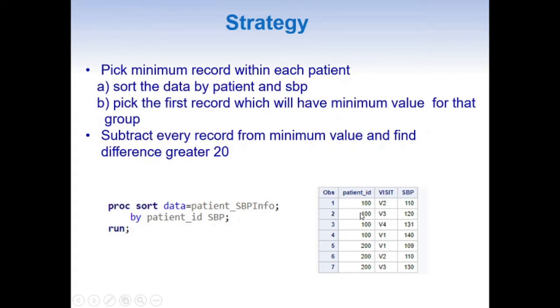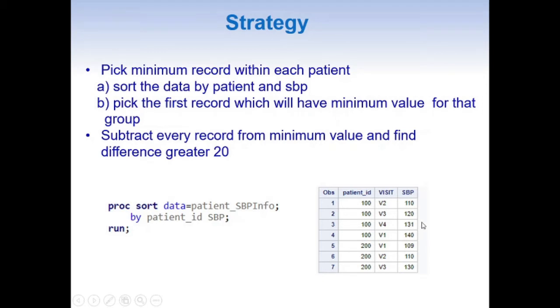Now that we have sorted our data, we know that the minimum value of SBP is in the first observation for each patient underscore ID. In the case of 100, this particular observation, the first of these four observations, has our minimum value. And in the case of 200, the first observation here has the minimum SBP value. Now the goal is to capture these minimum values, and then we need to subtract it.